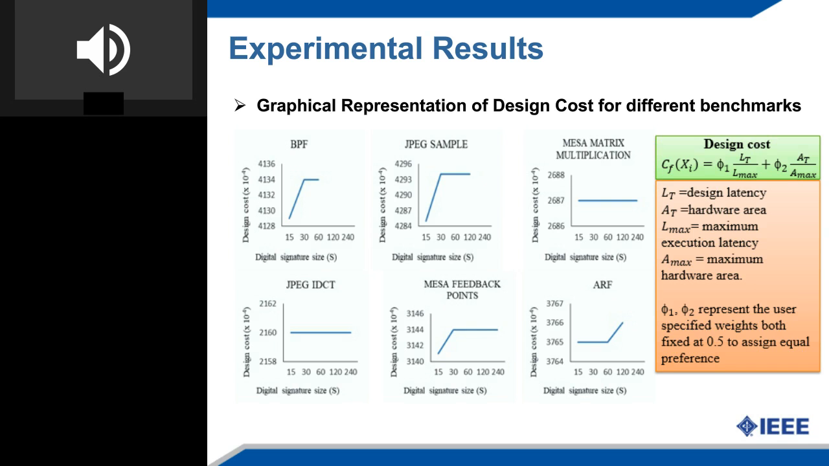So it remains constant basically. So this graph reflects that the change in cost is very minimal with respect to the change in the digital signature strength. Even for a very robust, strong digital signature, such as S equals 60 or S equals 120, the cost of the respective DSP application is not different.